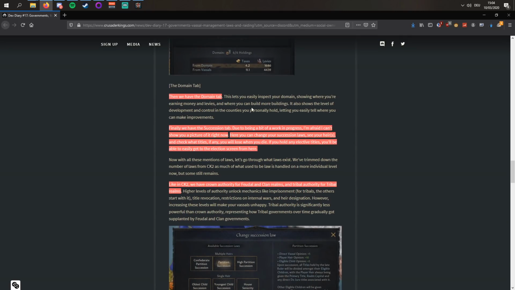Then we have the domain tab. Yeah, I mean, we talked about this. Now let's move on to the succession tab, because I got some stuff to say about succession, positive and negative. Let's just phrase it like that. Let's walk our way through it, shall we?